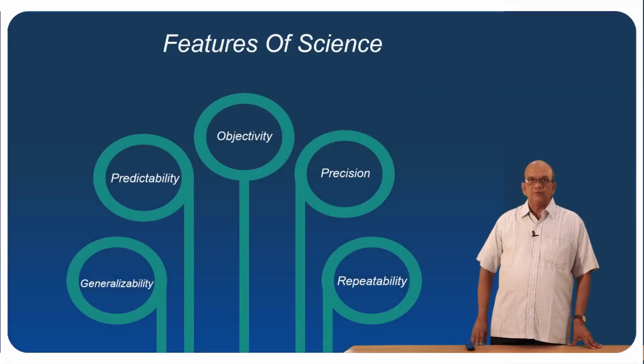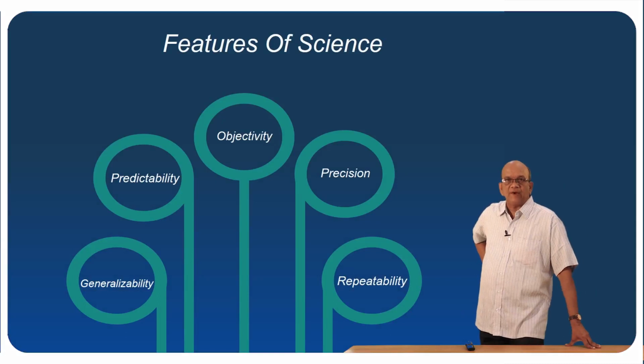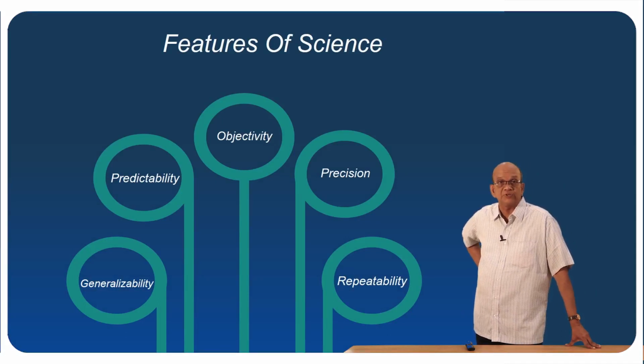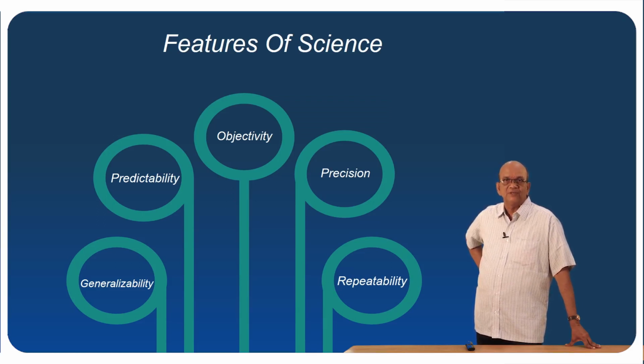I would like to now move on to 5 specific features of science. What are they? Number 1, science has to be objective. Therefore, objectivity is very much insisted upon. Second feature, it has to be precise. Precision is yet another hallmark of science.